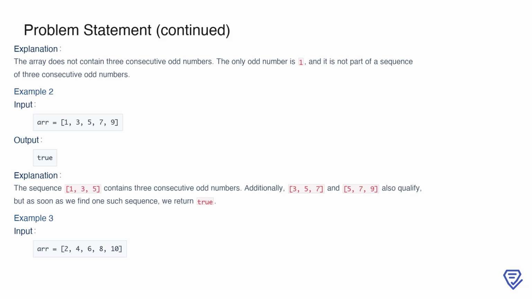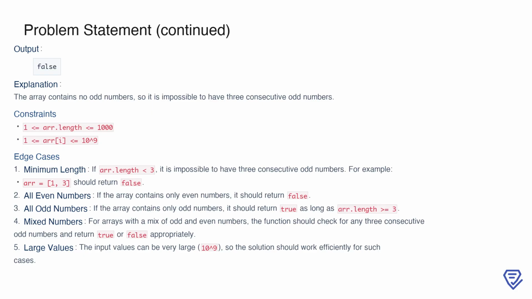Finally, in the third example, the array 2, 4, 6, 8, 10 is given. For this input, the output is false because the array contains no odd numbers at all. Without any odd numbers, it is impossible for the array to have 3 consecutive odd numbers.